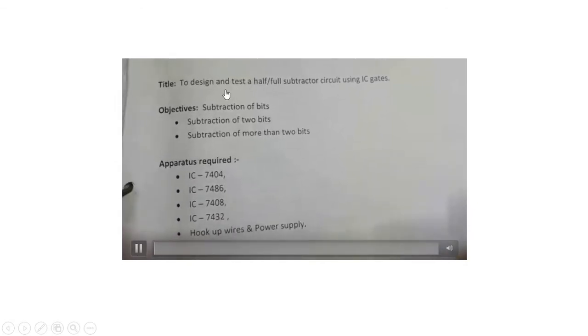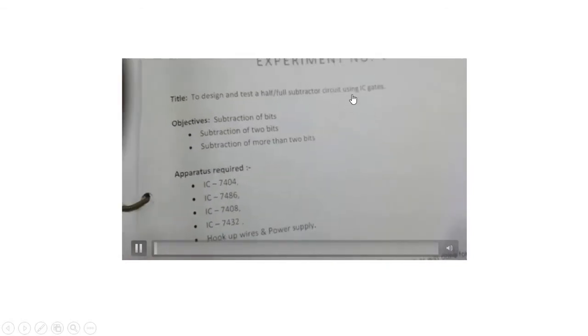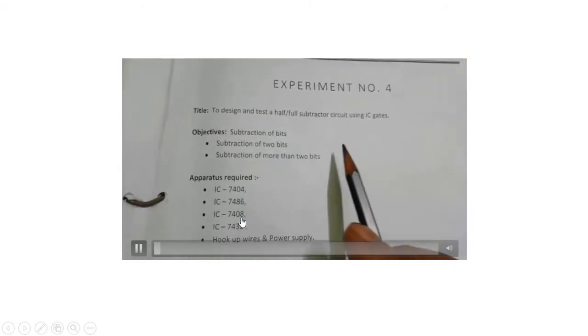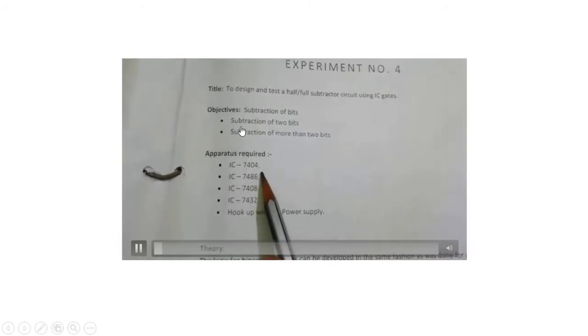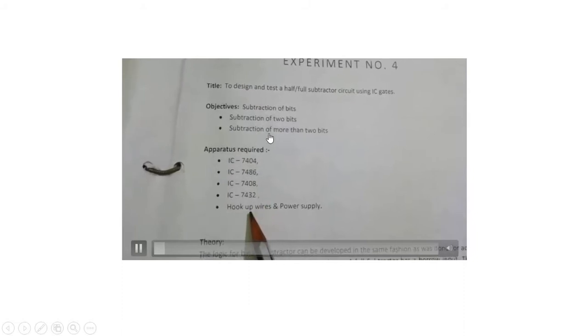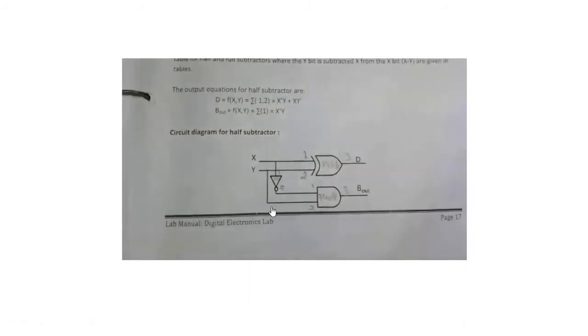So we know we have to design and test a half and full subtractor circuit using IC gates. So these are the ICs required: 7404, 7486, 7408, and 7432. For subtraction of 2 bits we require a half subtractor. For subtraction of more than 2 bits we require a full subtractor. Now this is the circuit for half subtractor.